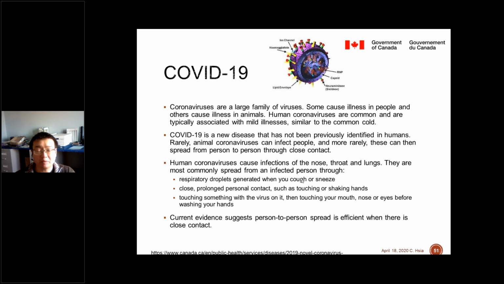And that's why they're commonly spread and infected through these mechanisms. So respiratory droplets generated when you cough or sneeze, close, prolonged personal contact, such as touching or shaking of the hand, so you're transmitting the virus that way, touching something with the virus on it, and then touching your mouth, nose, or eyes before washing your hands. So current evidence does suggest that person-to-person spread is efficient when there is close contact. And this is information from the Government of Canada or Health Canada that you can read up yourself as well. If you have other questions, they have a frequently asked question page for it.